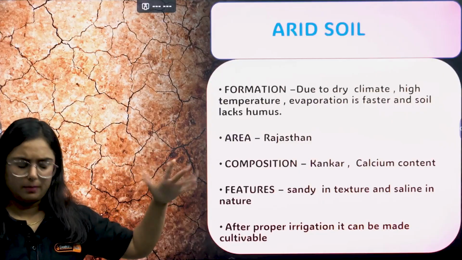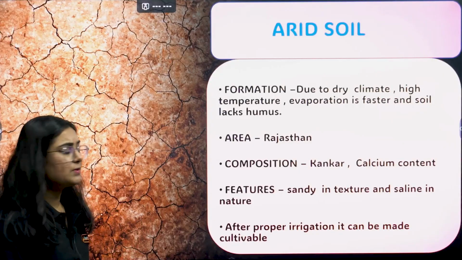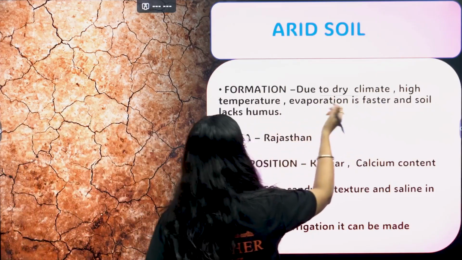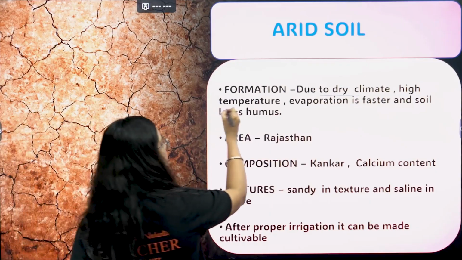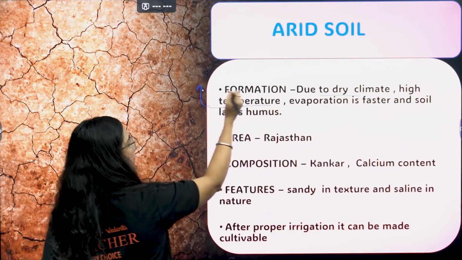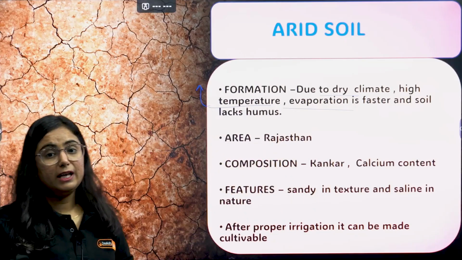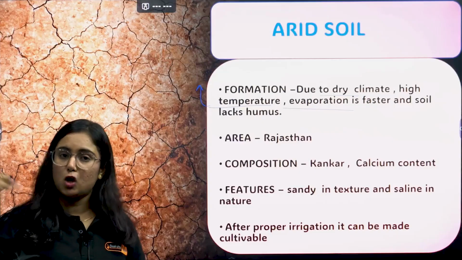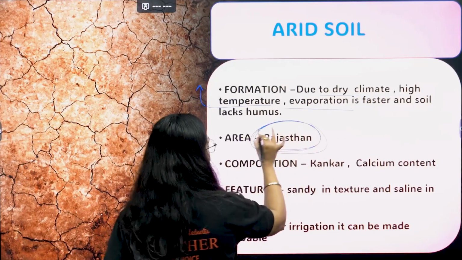Arid soil is like barren land, particularly we can say. In some of the regions crops are grown. This is because of dry climate. Whenever there is dry climate, it is because of high temperature. Whenever there is high temperature, there will be high evaporation. And whenever there is high evaporation, it increases the salinity of that soil and humus content is lost. Okay. Area where this type of soil is found, that is Rajasthan.